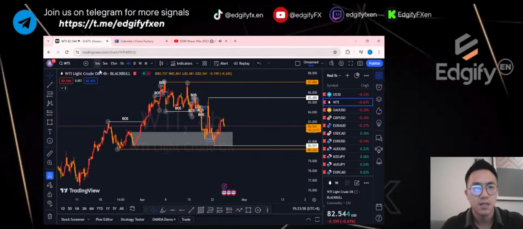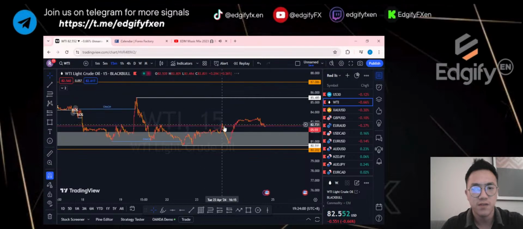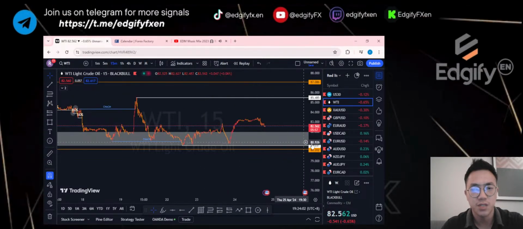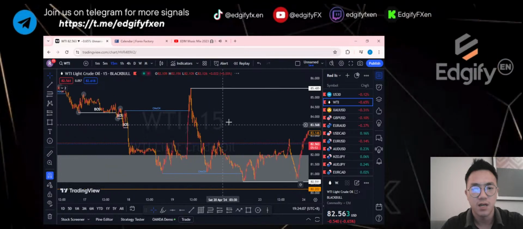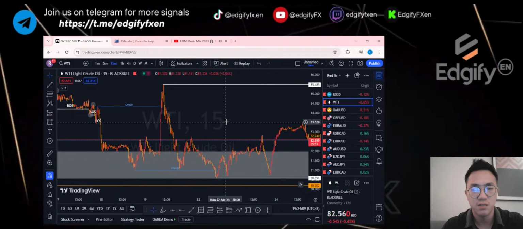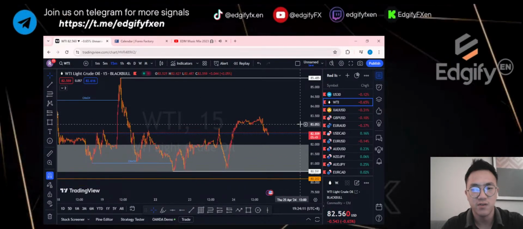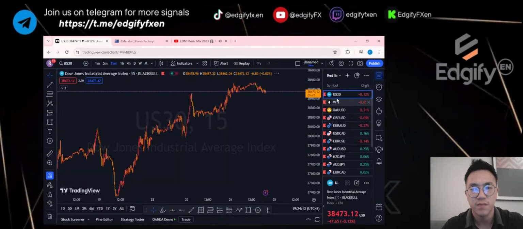WTI is a buy. If you're looking on the 15, it's a sell. All right, on the 15, it's a sell. We'll be selling somewhere about here. It's not reached our level, so we're just going to leave it as this.